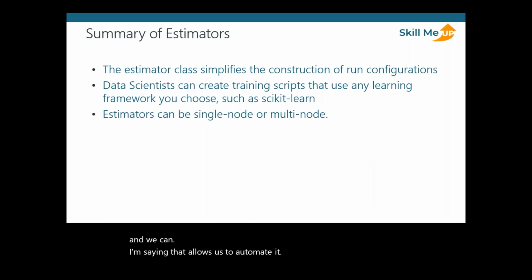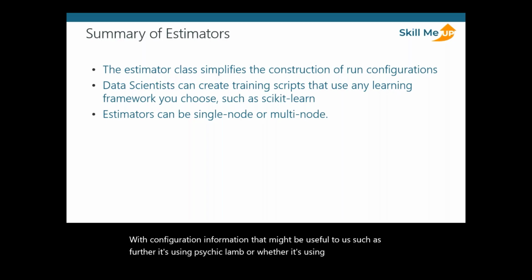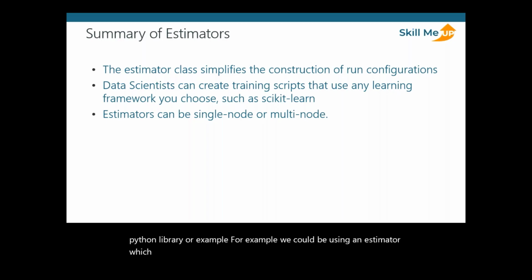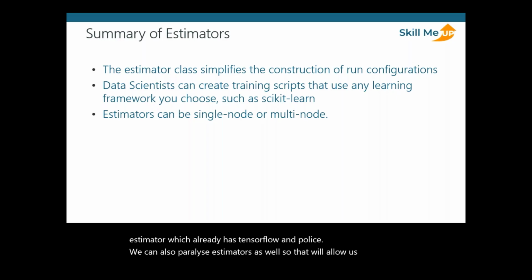So here's a quick summary of estimators. They allow us to simplify our code because they are already preloaded with configuration information that might be useful to us, such as whether it's using scikit-learn or whether it's using another type of Python library. For example, we could be using an estimator which already has TensorFlow in place. We can also parallelize estimators, so that will allow us to make them run even faster.